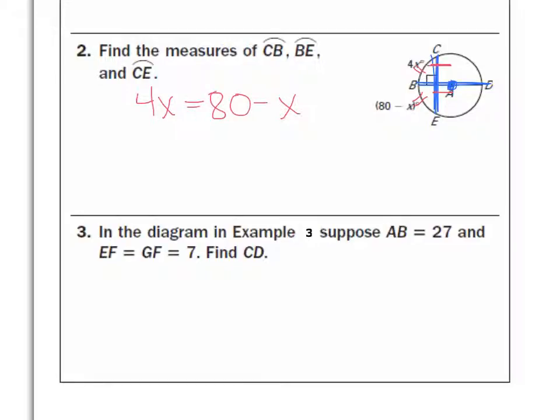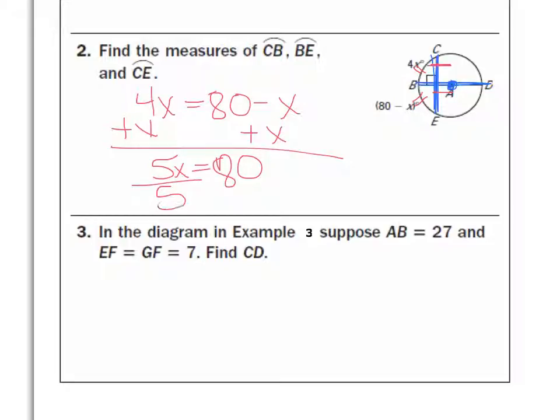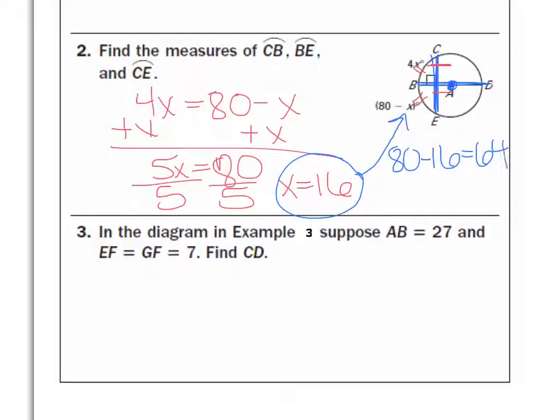So there we go again, setting things equal to each other. We're going to solve for x. So we get 5x is equal to 80. If we divide by 5, then that means x is 16. But the question is to find the measure of all these arcs. So if we take the 16 and we plug it back in, we have 80 minus 16, which gives us 64 degrees. So each arc is 64 degrees.